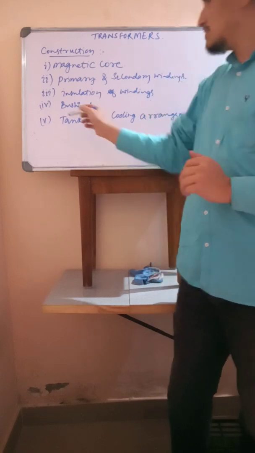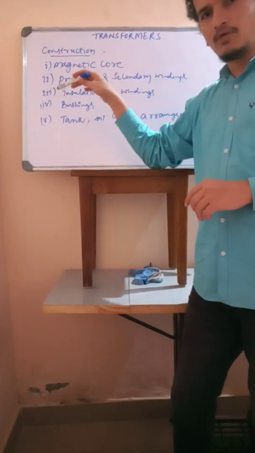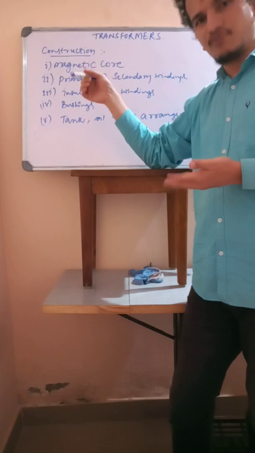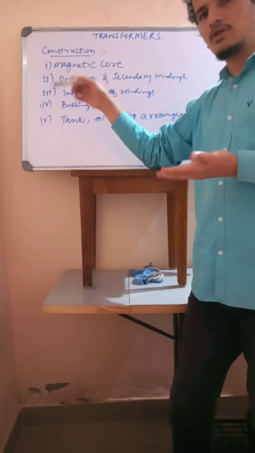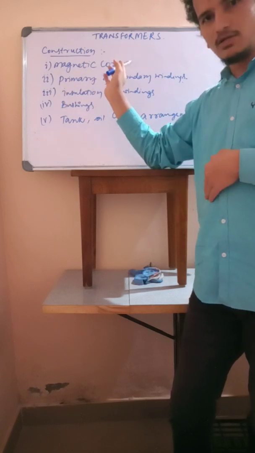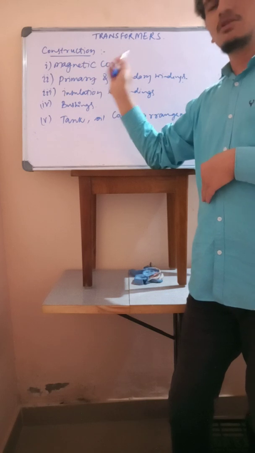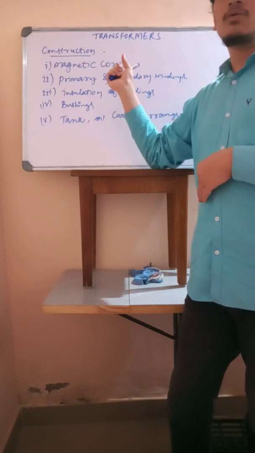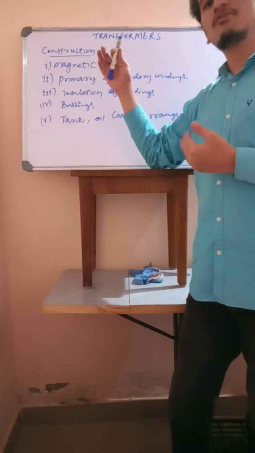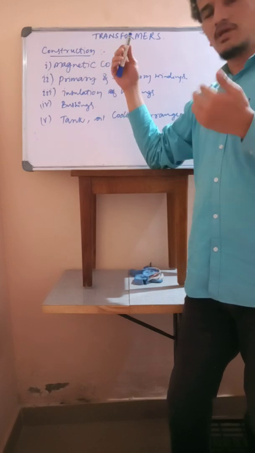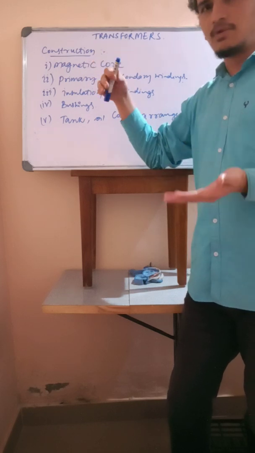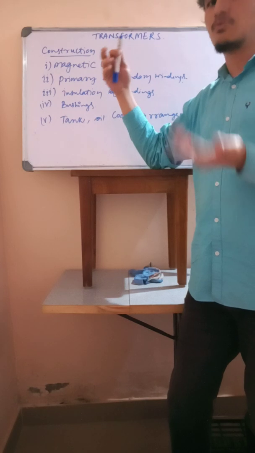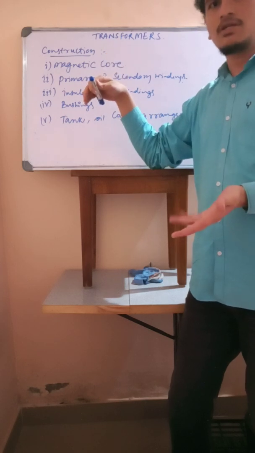Whenever you pass an alternating current to the primary winding, it sets up an alternating flux. This alternating flux will influence the secondary winding, due to which an EMF is induced in the secondary winding. Based on the number of turns, we can define whether it is a step-up transformer, a step-down transformer, or a unit ratio transformer.